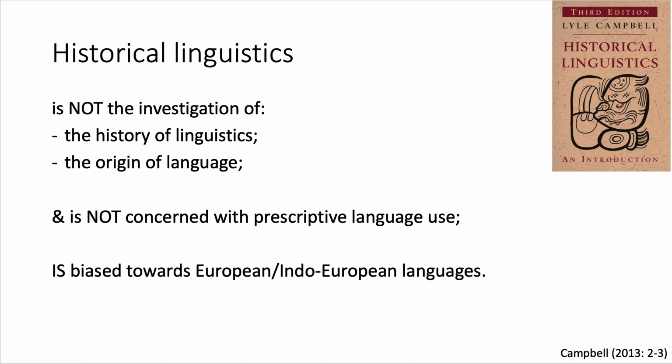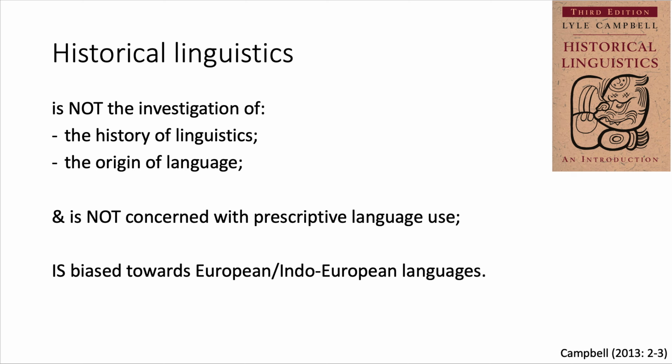Historical linguistics is biased towards Indo-European and European languages. This is not noticeable actually at all in Campbell's book, but if you go outside of that, you will definitely notice that. So Indo-European is the language family to which English, French, Russian, but also Persian and Hindi belong. And it's special in the sense that many historical languages that belong to that family have been preserved, right? They have been preserved in writing. These include Latin, Ancient Greek, Sanskrit, and so on. And this makes historical analysis of the Indo-European language family particularly interesting.